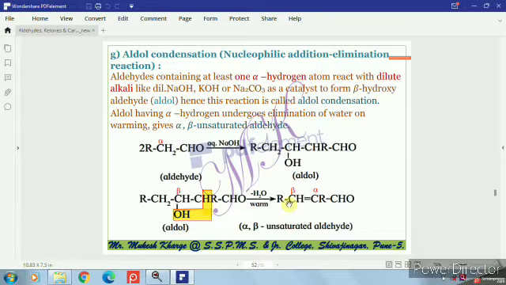So we can easily write the examples. Simply you have to keep in mind that your compound must contain alpha hydrogen. Okay, a ketone can also show this reaction. Let us see the example.